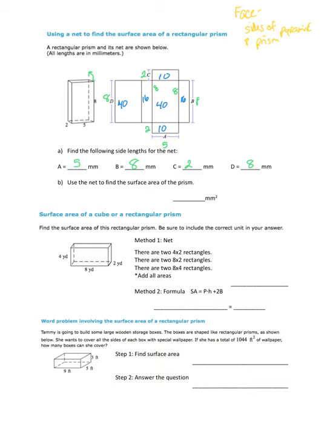So now we're going to use the net to find the surface area. Okay, I've got my individual areas. What do I do? I add them. 40 plus 40 plus 16 plus 16 plus 10 plus 10. That is 80, 100, 132. And if I did my math wrong, correct it on your notes. It's kind of fun though.